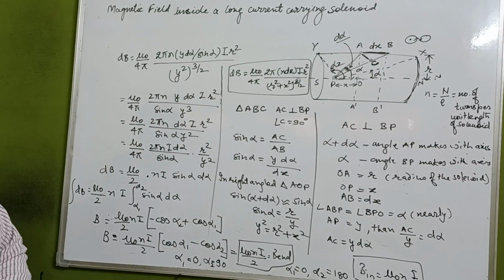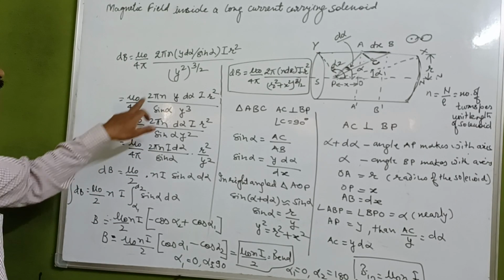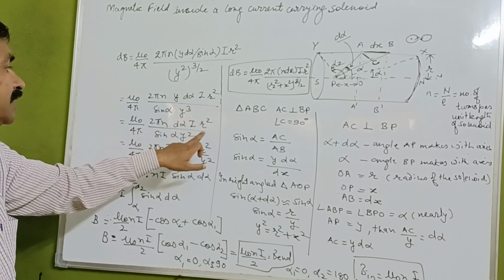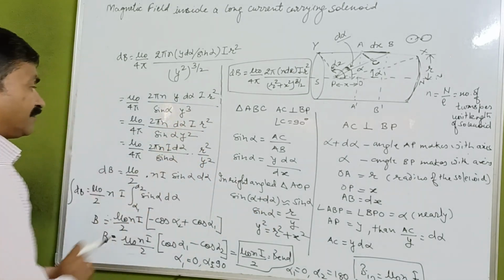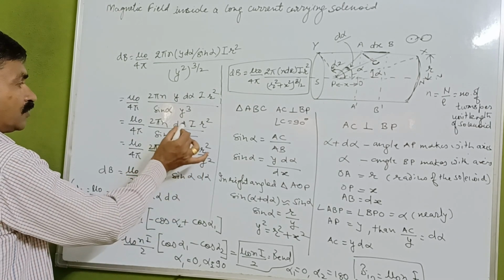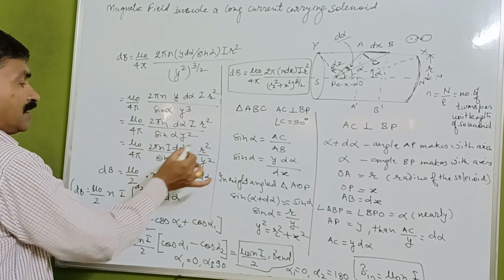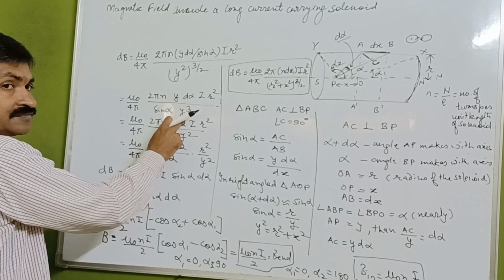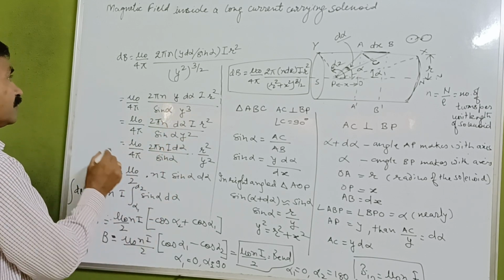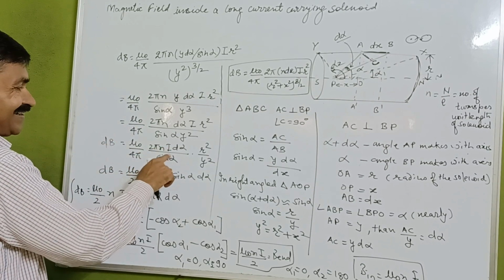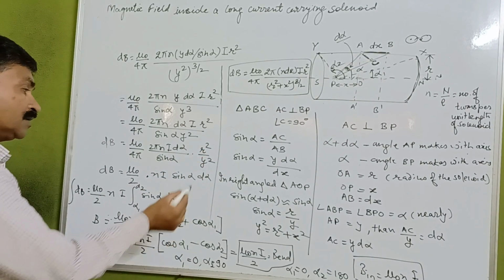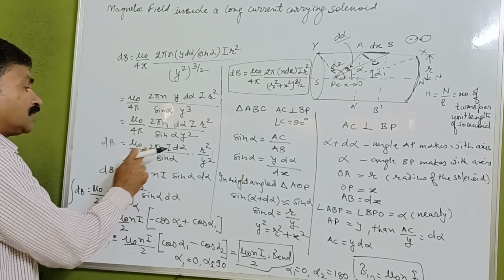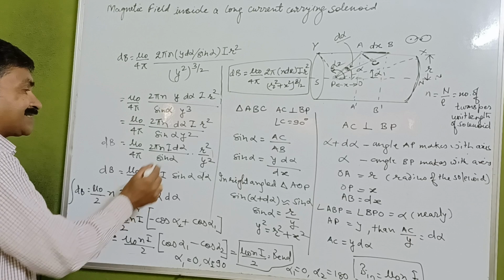So mu naught upon 4 pi, 2 pi n Y d alpha, sin alpha will be in the denominator, that is Y cube and I R square. Now we know that R square upon Y square, R upon Y, that is sin square alpha. So it is 2 pi n I d alpha R square upon Y square sin alpha. Now you think, where is this Y cube? So it is Y square, we have taken it. So mu naught upon 4 pi into 2 pi n I d alpha upon sin alpha into R square upon Y square. Now R square upon Y square is sin square alpha, so sin square alpha upon sin alpha will give sin alpha. It is mu naught, 2 pi and 4 pi cancel, it is 2, n as it is, I as it is, sin alpha.